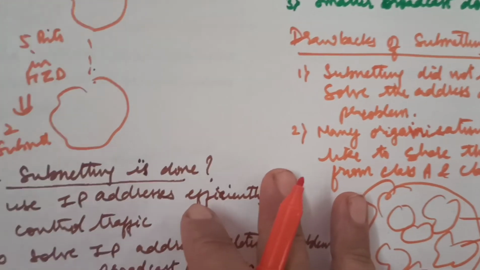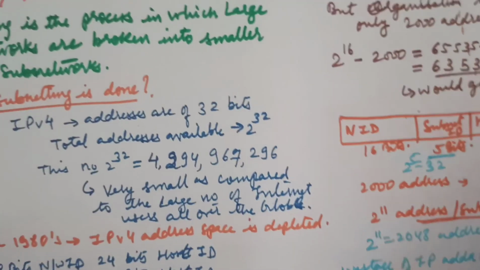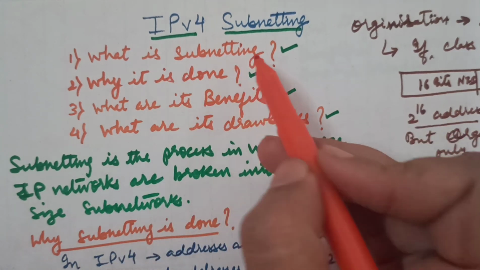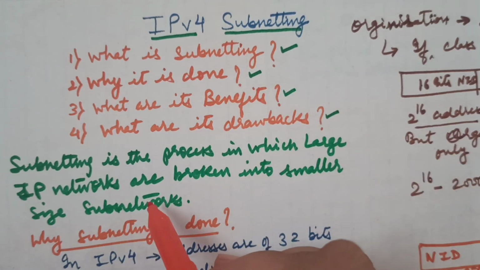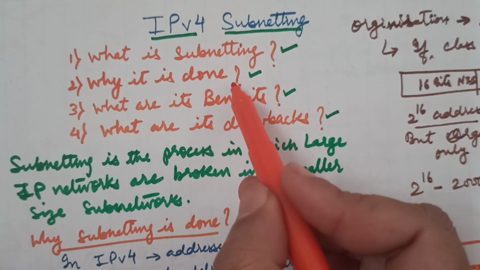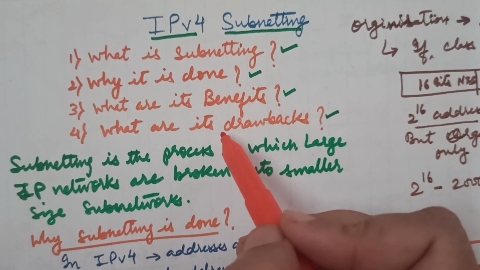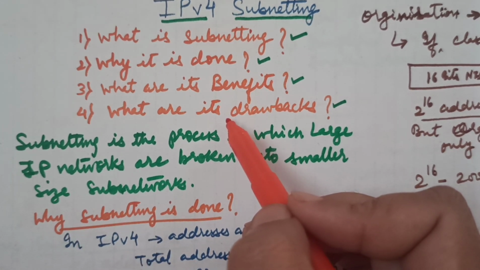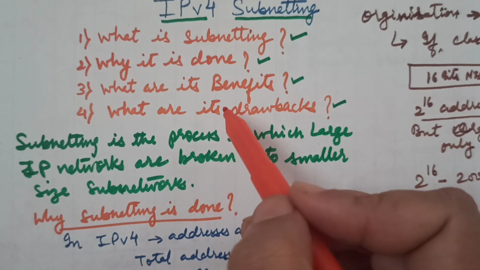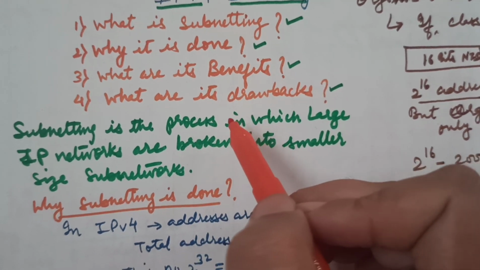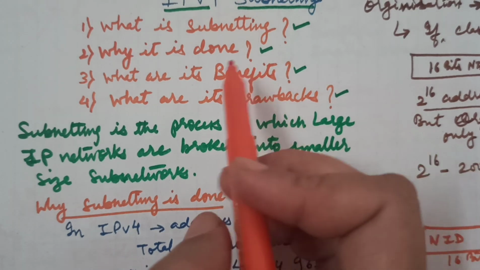Now let us revise in brief what we have studied in this lecture. What is subnetting? Subnetting is a process in which large IP networks are broken into smaller size subnetworks. Why is it done? It is done to simplify the network management, to control the traffic in the network, to use the IP addresses efficiently, and to avoid the wastage of IP addresses.